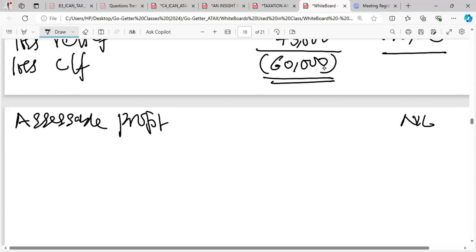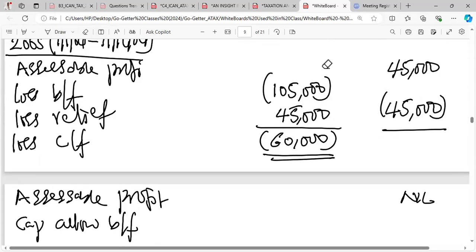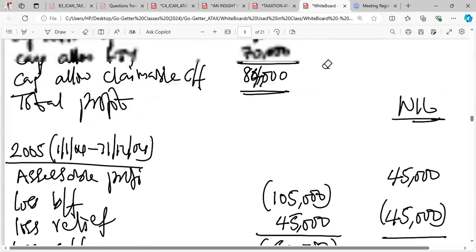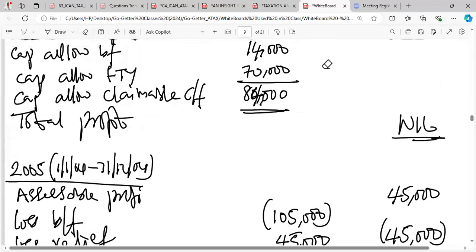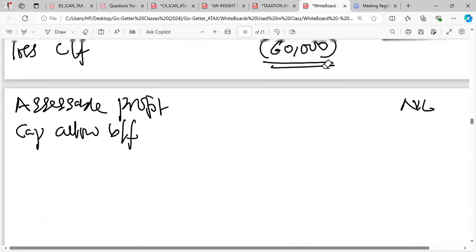Then we have capital allowance brought forward. How much are we bringing forward? We are bringing 84,000. Capital allowance brought forward is 84,000.